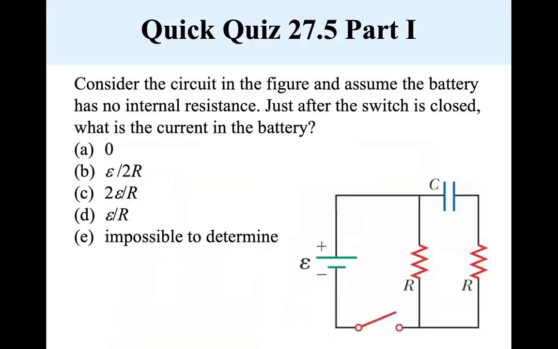Okay, let's consider the circuit in this figure and assume the battery has no internal resistance. Just after the switch is closed, we close the switch. So this capacitor at t equals 0 looks like a short circuit. Just after the switch is closed, what is the current in the battery?